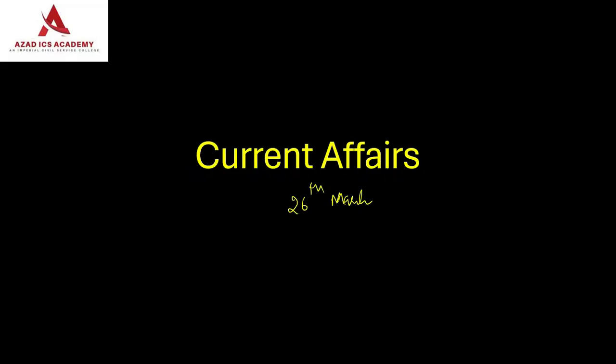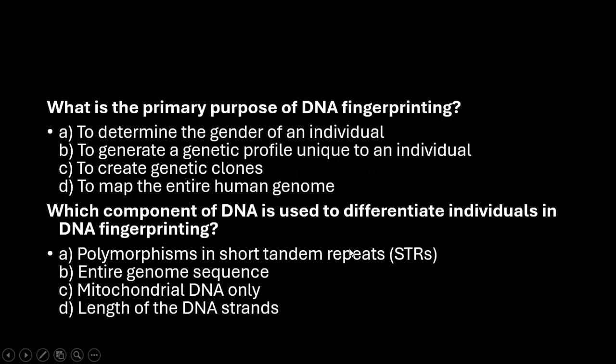Before we go to the current affairs of today, let us see the questions that we discussed yesterday. The first question is, what is the primary purpose of DNA fingerprinting? Yesterday we discussed DNA fingerprinting. I told you that there are 4 different types of nucleotides present in the DNA, what DNA polymorphism is, and what these short tandem repeats are. So we have discussed all these things, right? Now in today's lecture, we are going to solve the questions related to the same.